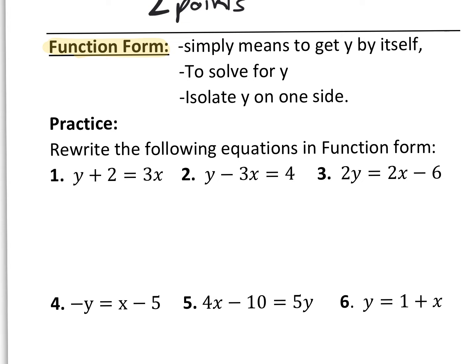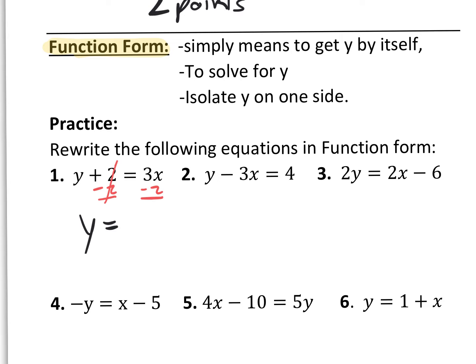So the y is clearly on the left side of this equal sign. I don't want this +2. I want to get rid of it. What do I do? -2, right? So let's get rid of that +2 by subtracting 2. And of course, 2 take away 2 cancels out. I have y by itself.